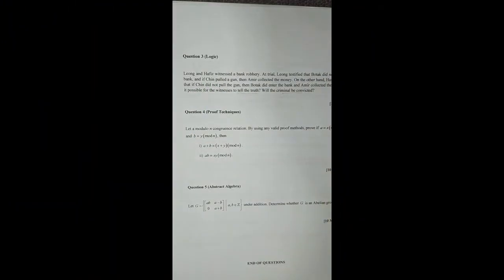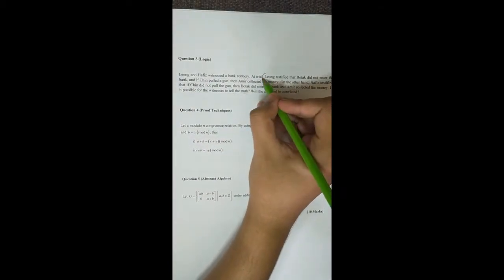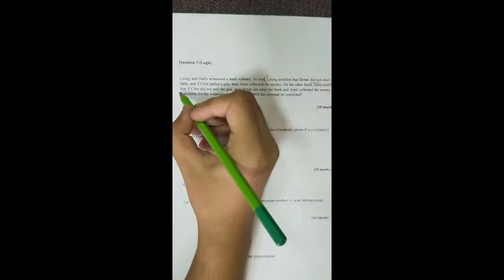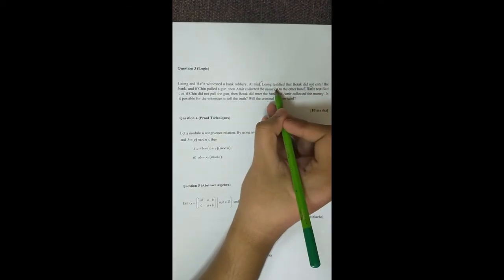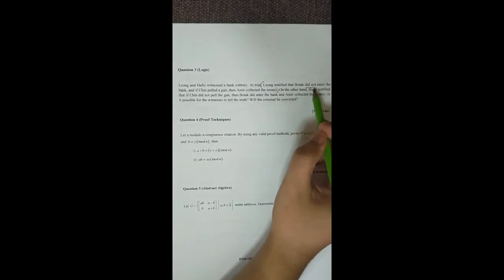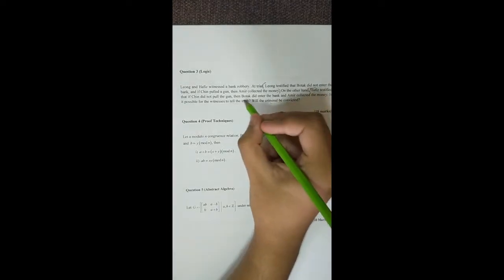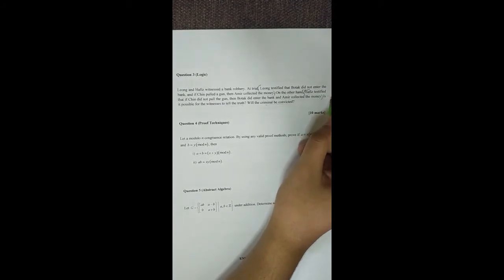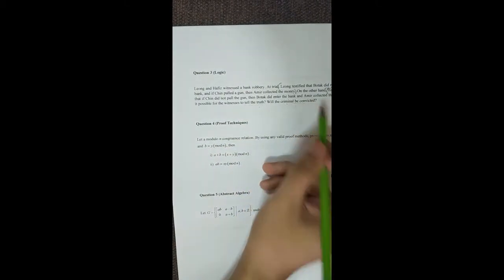Okay, we proceed to question 3. It's about logic. The question is, Leong and Hafiz witnessed a bank robbery. At trial, Leong testified that Botak did not enter the bank, and if Chin pulled a gun, then Amir collected the money. This is the Leong statement. On the other hand, Hafiz testified that if Chin did not pull the gun, then Botak did enter the bank and Amir collected the money. This is the Hafiz statement. So the question is whether it is possible for the witnesses to tell the truth, and will the criminal be convicted.